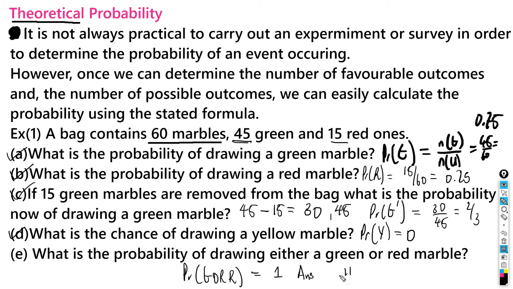All right, so we can see that theoretical probability is kind of easy. All we have to do is remember the same formula: the number of outcomes for the event over the number of possible outcomes, and we can find the probability for anything we want. Okay, guys? All right, so we're finished with this section, section 5 here.